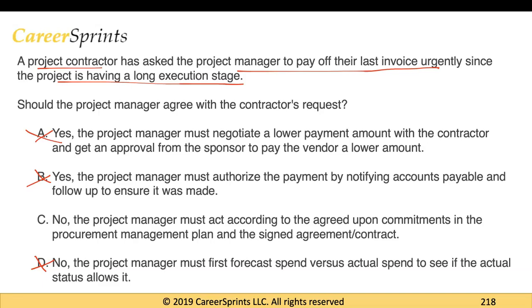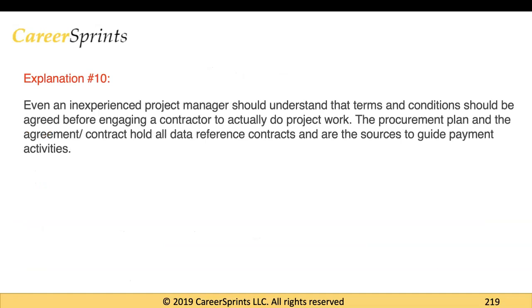So it says, no, the project manager must act according to the agreed upon commitments in the procurement management plan and the signed agreement contract. So if the vendor wanted to get paid early, then definitely the vendor should have known that before signing the contract, that there's going to be a long execution stage, and should have negotiated that with the project manager. So option C is going to be wrong. And then again, there's an explanation given for question number 10.